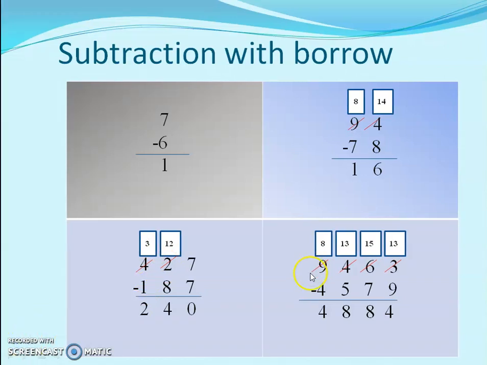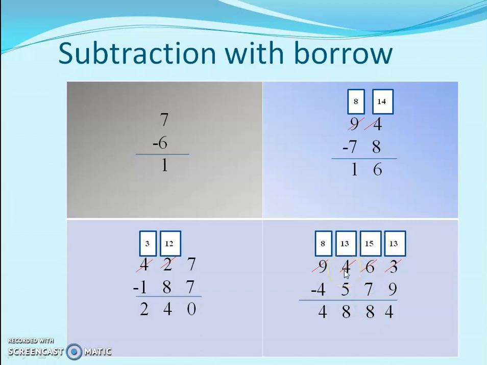Now the last example is 9463 minus 4579. 9 cannot be subtracted from 3, so 3 takes a borrow from 6 and becomes 13. 13 minus 9 gives you 4. Here 6 has already given 1 for 3, so 5 is remaining. Again 5 cannot subtract 7, so 5 takes a borrow of 1 from 4 and it becomes 15. 15 minus 7 gives you 8.